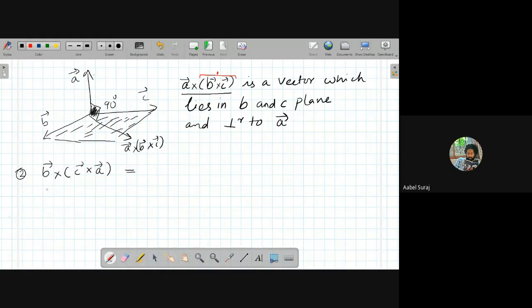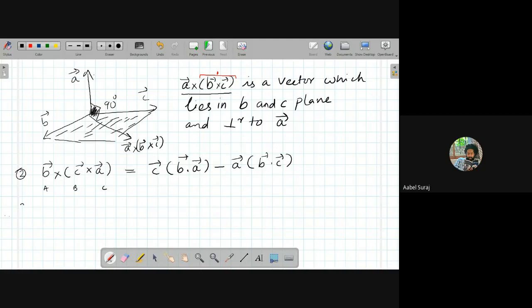Just memorize this as A, B, C, then it will be easy. Then you can apply the BAC minus CAB rule. It will be C into B dot A, minus, what will be this, A, the second one, A into B dot C. So I am memorizing this BAC minus CAB rule and applying it here also.